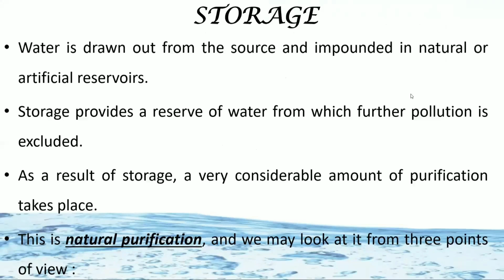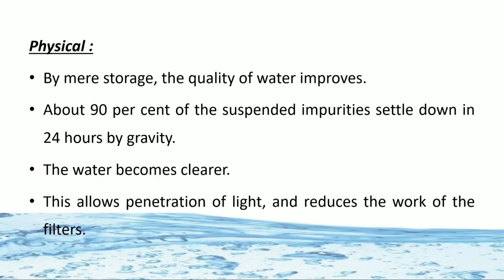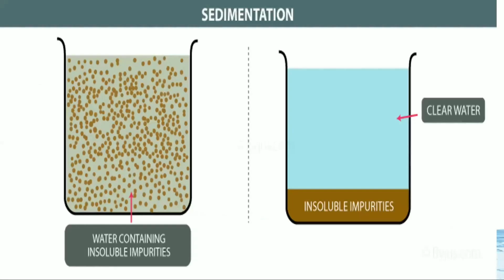It is natural purification. There are three processes in storage: physical, chemical, and biological. In the physical process, 90% of suspended impurities settle down and purify the water by the process of sedimentation. See the image, sedimentation. The first flask shows water containing insoluble impurities, and in the second, the insoluble impurities are sedimented at the bottom, and we get clear water.